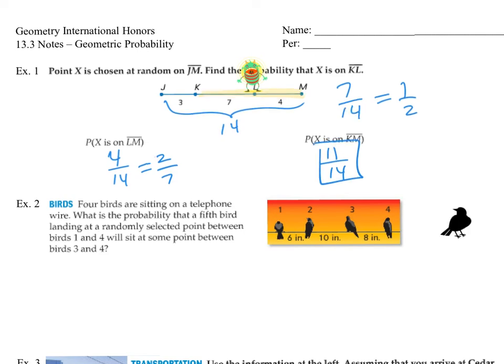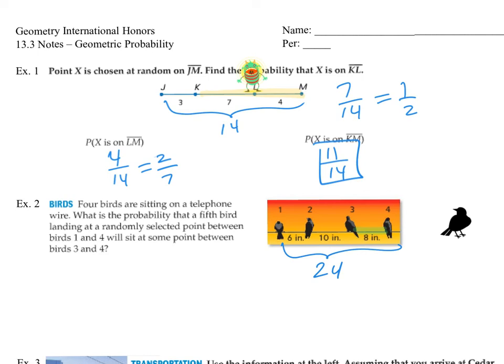Now let's take a look at example number 2 that says 4 birds are sitting on a telephone wire. What is the probability that a 5th bird landing at a randomly selected point between birds 1 and 4 will sit at some point between 3 and 4? So here we have these birds sitting on a wire. The distance from the first bird to the last bird is a total of 24. So if we have a bird flying around, and he comes and lands on that wire somewhere between the first and the 4th bird, what is the probability that he's going to land between birds 3 and 4? That would be this area right here.